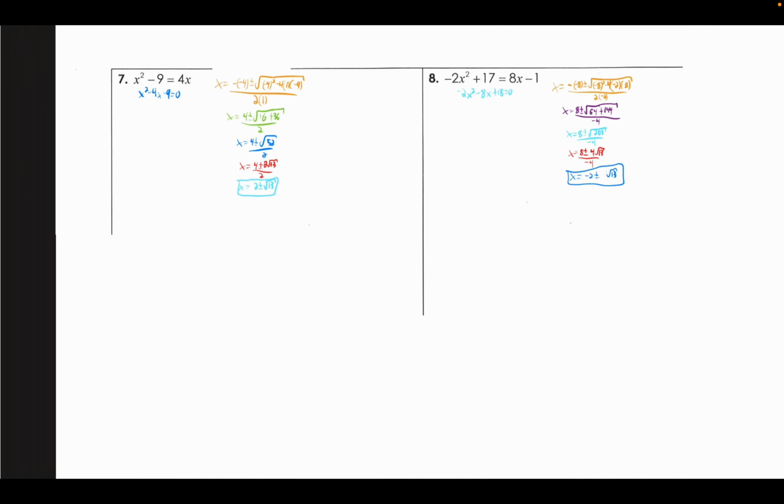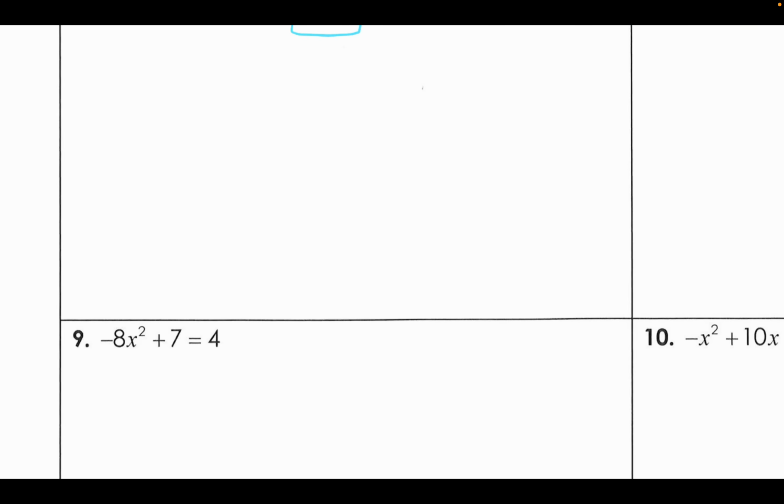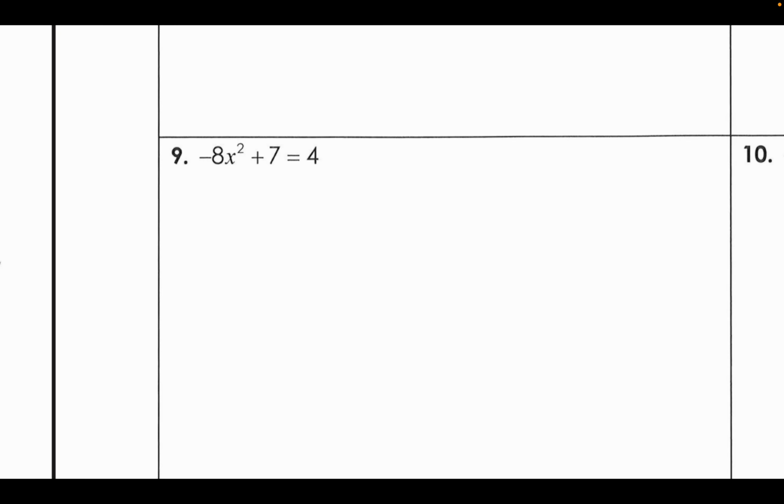Moving on to number 9. Once again, pending at loading. We have negative 8x squared plus 7 equals 4. I subtract 4 from each side, and I get negative 8x squared plus 3 equals 0. Noticing I'm missing a b term, so my b is 0.